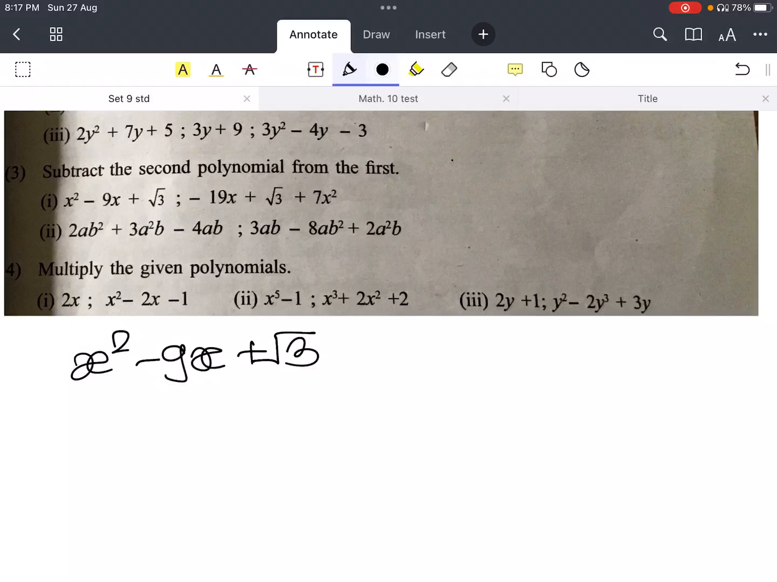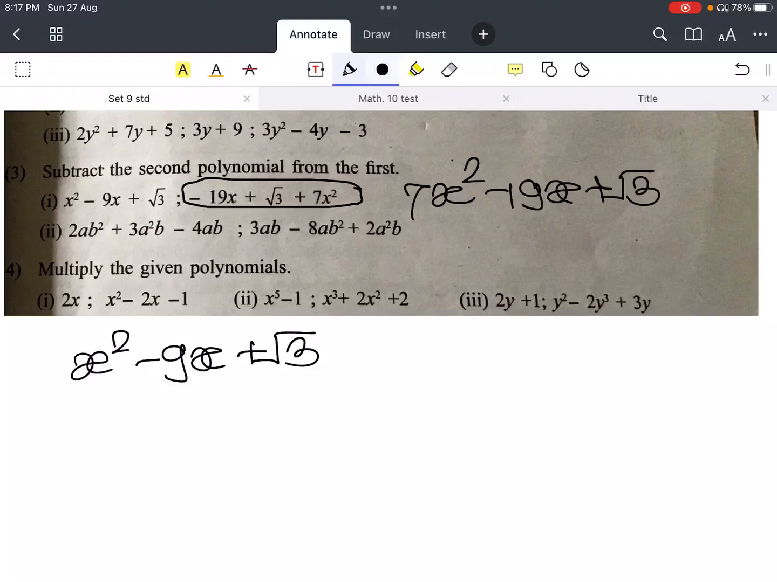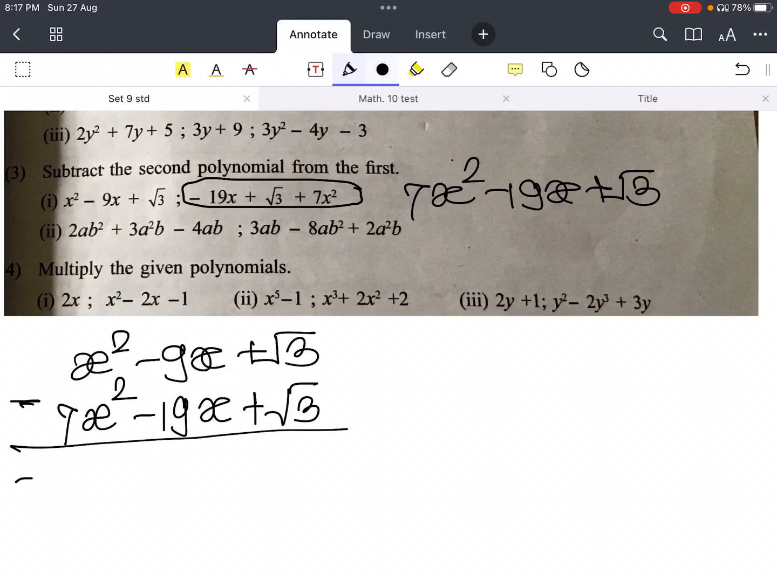Then just look into that. This is not in a standard form. So first of all, convert it into the standard form: 7x square minus 19x plus root 3. This is your standard form. Now subtract it. So minus of 7x square minus 19x plus root 3.